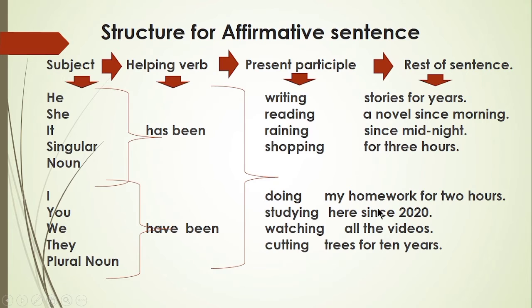I have been doing my homework for 2 hours. Now 2 hours is changeable time. That is why we use for. You have been studying here since 2020. Again, 2020 does not change. That is why we use since. We have been watching all the videos. It's without even since and for. So you can use this tense without even mentioning since and for.